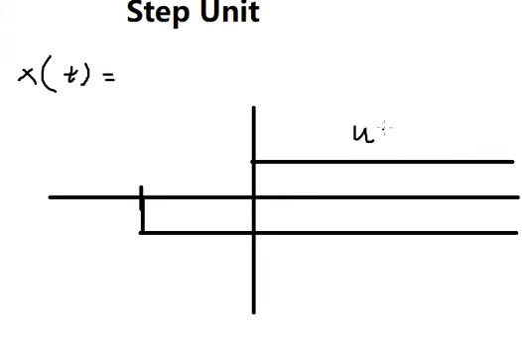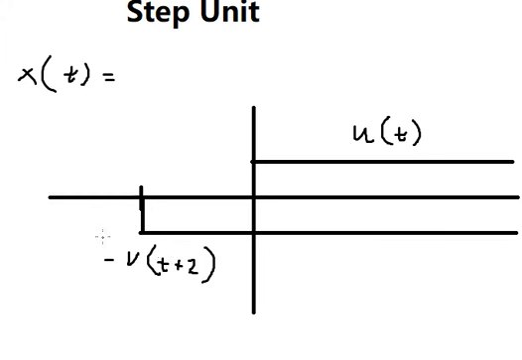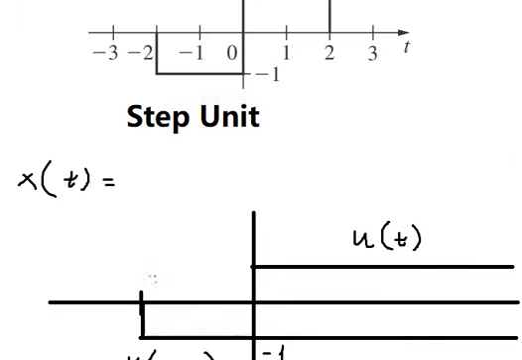This one is about u(t). This one is about negative u. And we have t minus 2 in here. Oh, sorry, positive 2. Because when t equals negative 2, they start at the unit step. But we have the negative. That means they will go down to negative 1. So we have negative u(t + 2).